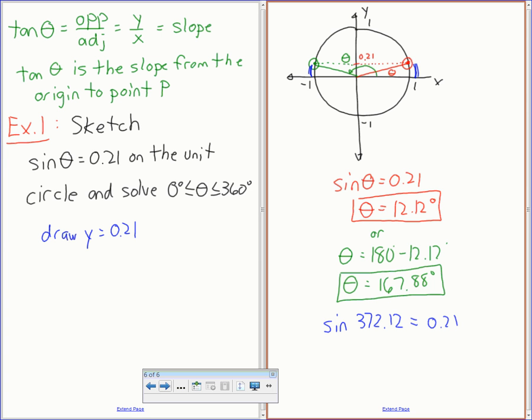Coterminal has to be bigger or smaller? Bigger or smaller. And you can add anything to it that's a multiple of 360.